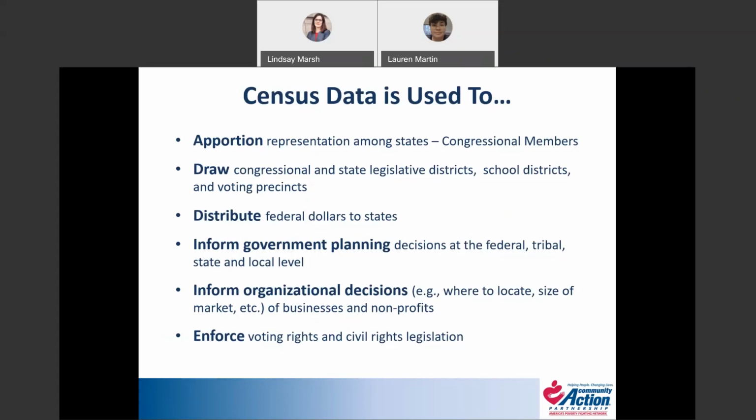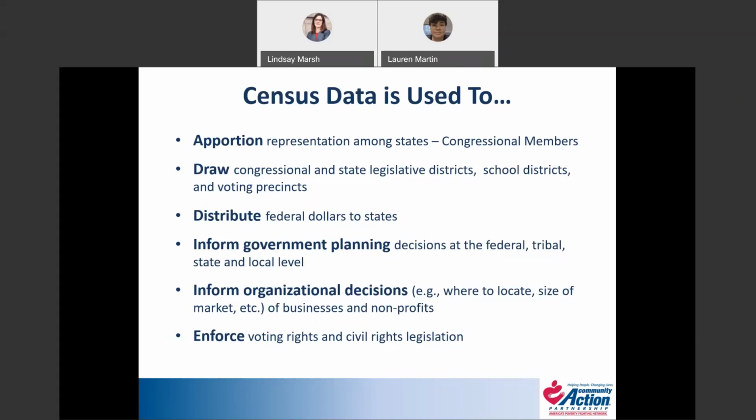They need to make sure that we can direct voting rights and civil rights legislation monies to the areas in this country where they're needed the most. This is not an exhaustive list of what census data is used for. In fact, it permeates pretty much all of American society, and I call it a basic building block of democracy.